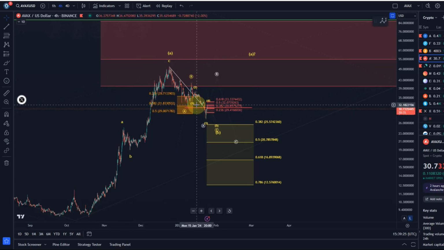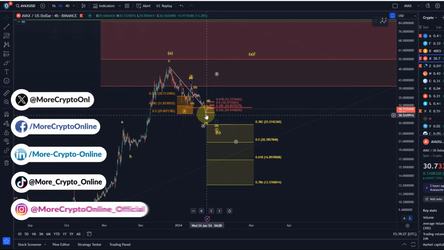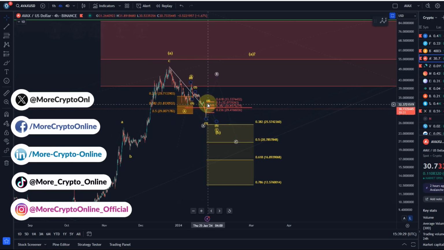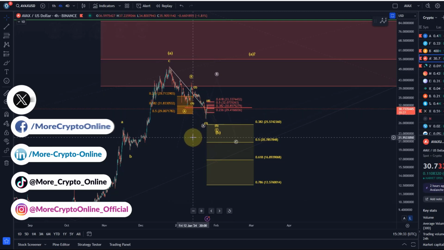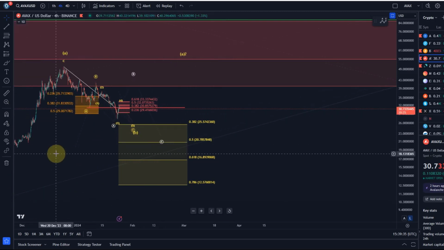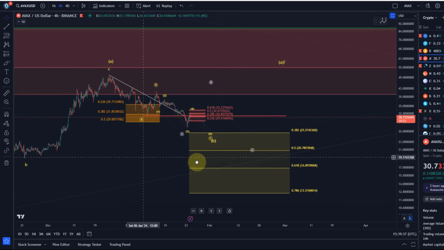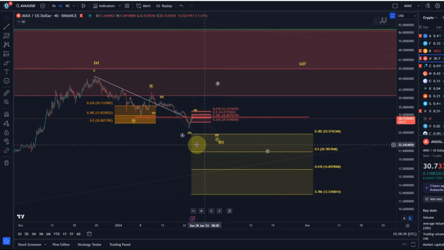On the AVAX chart, we have seen this bounce that we talked about in the last video, potential wave 4. We talk about the primary scenario and the alternative in this video. First of all, let's establish that the market is currently in a correction. The main scenario suggests that we should be traveling towards the 25.60 level. We nearly arrived there already on Tuesday the 23rd. Now we see a bit of a corrective bounce.